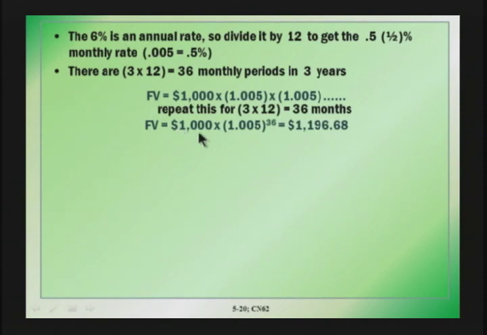So I multiply the $1,000 times 1 plus the 0.5% interest rate applied each month, compounded 36 times over the 36 months, and I get $1196.68.